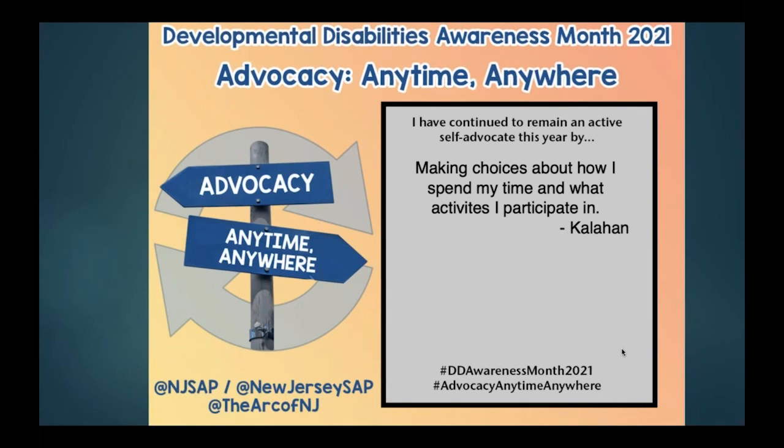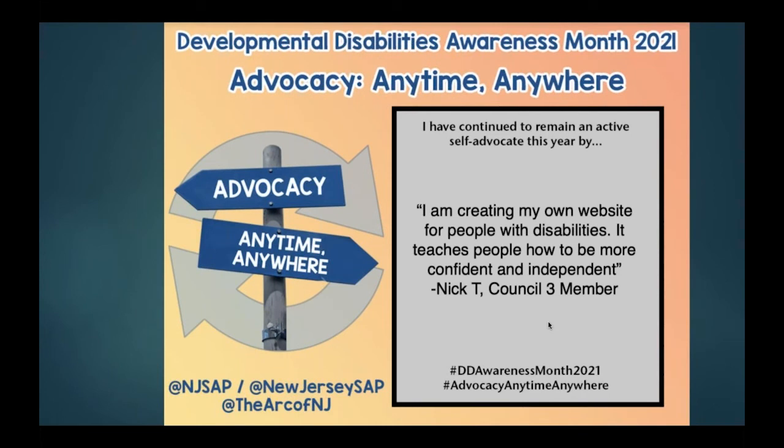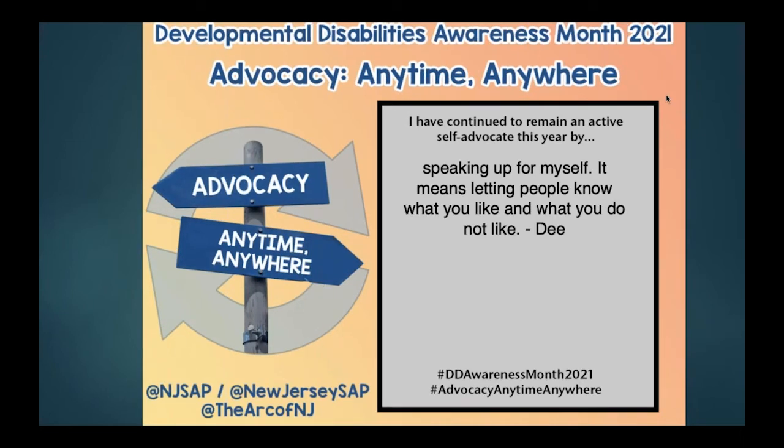Callahan's been making choices about how they spend their time and the activities that they participate in virtually. Evelyn, the president of the New Jersey Statewide Self-Advocacy Network Advisory Board, has testified at assembly hearings and budget hearings, while Nick, a Council member, has created his own website for people with disabilities to teach folks how to be more confident and independent as self-advocates. Janet's been communicating with self-advocates virtually and attending self-advocacy meetings on Zoom. So she's staying connected, but also staying safe and healthy at home. He has continued to speak up for himself and let people know what he likes and doesn't like.